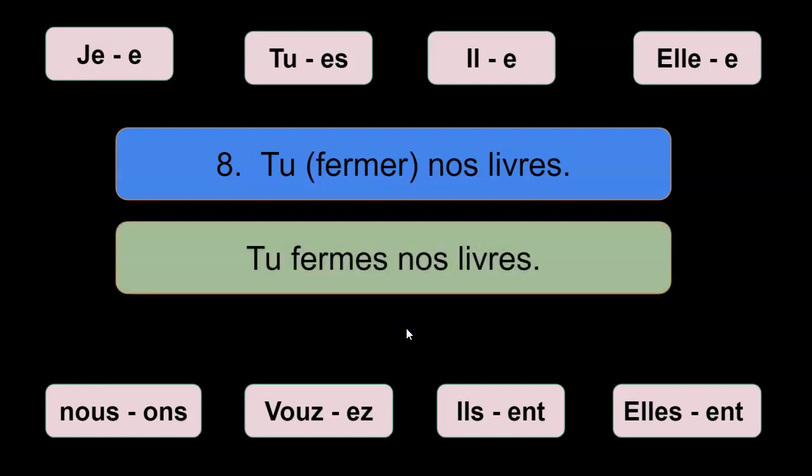Tu fermes nos livres. You close our books. So this is the tu form. Your ending should be es. Fermer means to close. Fermez la porte. Close the door. Fermez le livre. Close the book.